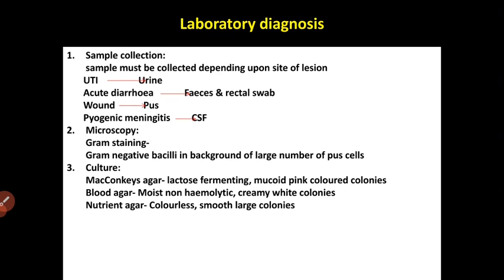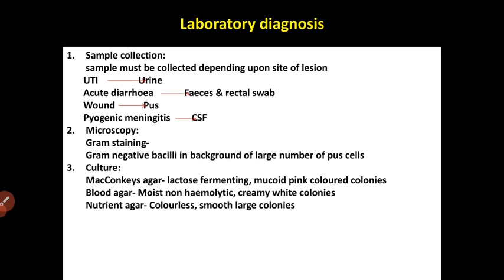Moving ahead, microscopy. Gram staining is done. In that, we can see that the bacilli is a gram-negative bacilli in background of a large number of pus cells. This is the microscopy. And what happens in the cultures?